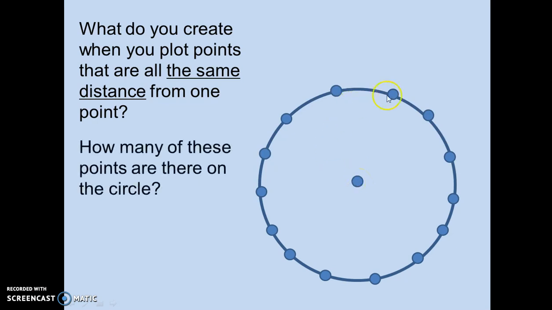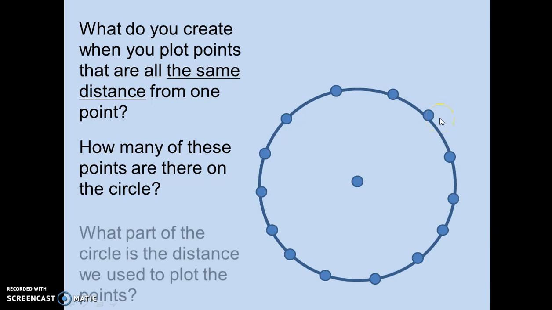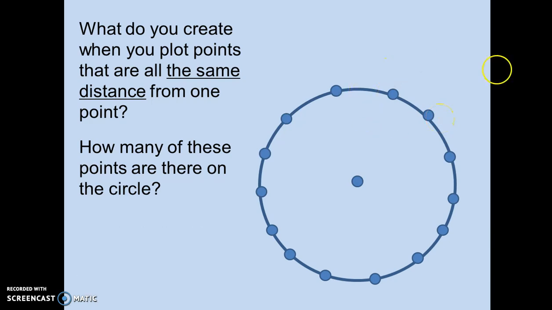How many of these points are there on a circle? Well, I hope you're thinking infinite. There are infinite points on a circle. You could draw infinite points around this here, along this line.